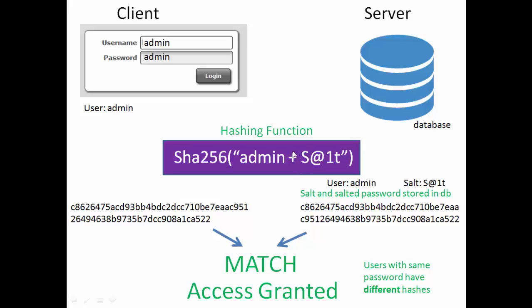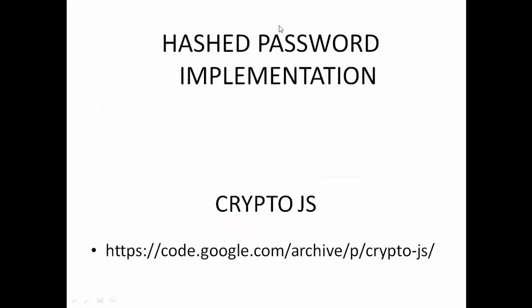The good side about this is that users with the same password have different hashes, and these special characters and this random code make the password really hard to guess. So we're always storing the passwords as a hash, but we're also storing the salt. The match tells us that access is granted. So we're going to implement a hash password, and we're going to be using Crypto.js.